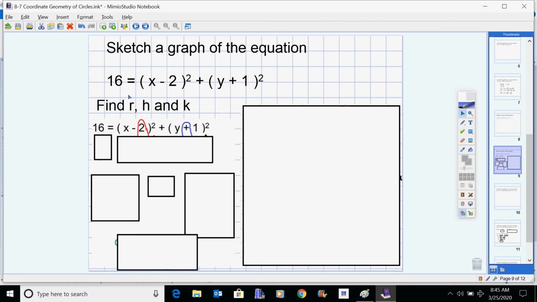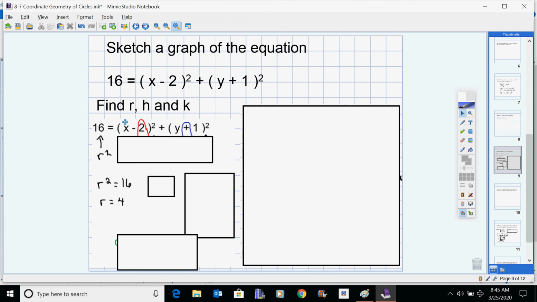So the first thing you need to do is find R, find H, and find K. Our first thing is we have to remember that in our formula, this is supposed to be R squared. So if this is R squared, that means R has to equal the number that gives you 16 when you square it. R squared equals 16, so R has to equal 4. Hopefully that makes good sense. That's a nice easy part.